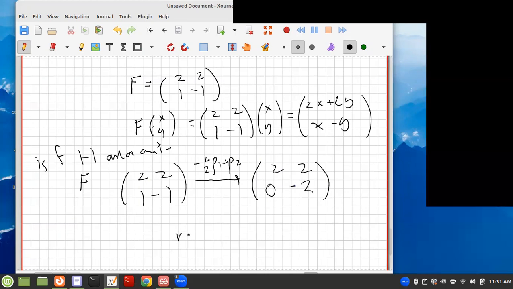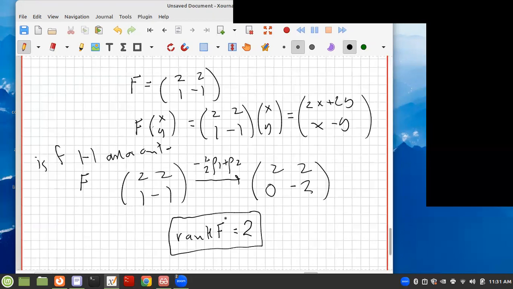Okay, so the rank of F is going to equal 2. Now, we have to show that the rank of capital F equals the rank of lowercase f. But if this was true here, then we know that the dimension of the range space was 2, right?